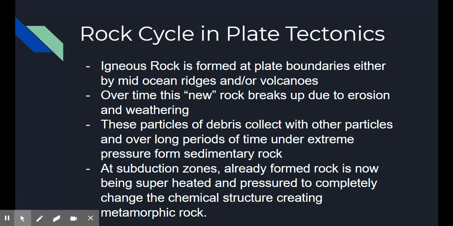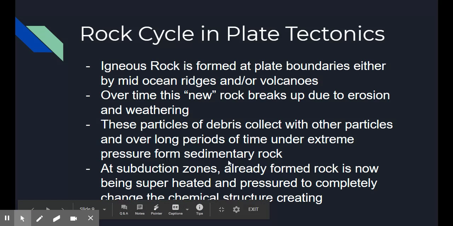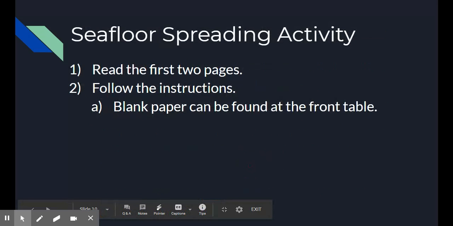How the rock cycle works in plate tectonics. Igneous rock is formed at plate boundaries, either by mid-ocean ridges and or volcanoes. And over time, this new rock breaks up due to erosion and weathering. These particles of debris collect with other particles and over long periods of time under extreme pressure form sedimentary rock. At subduction zones, already formed rock is now being superheated and pressured to completely change the chemical structure, creating metamorphic rock.